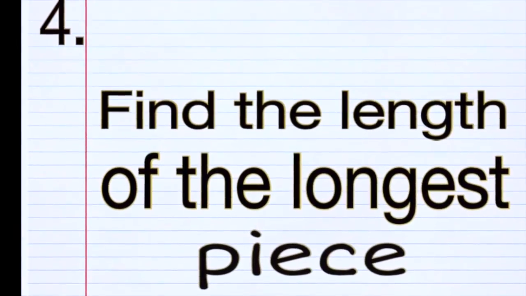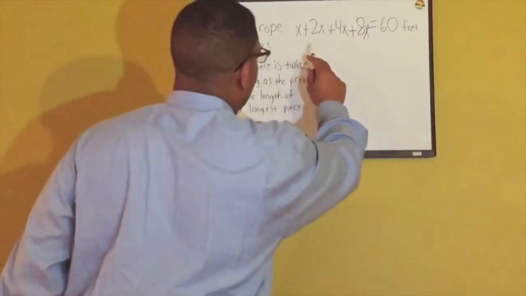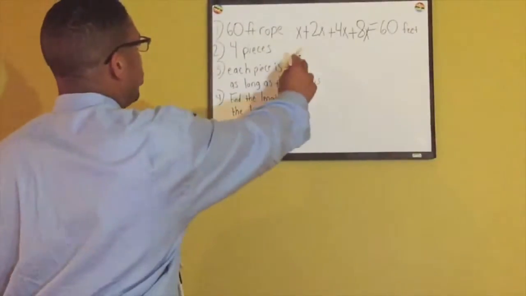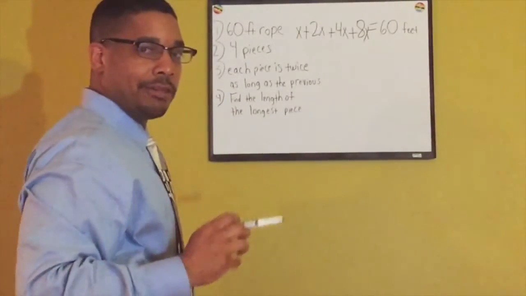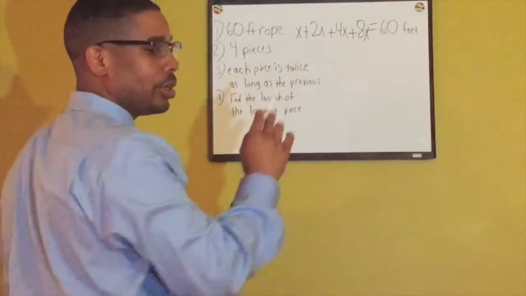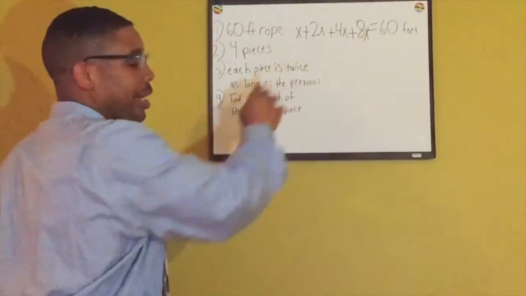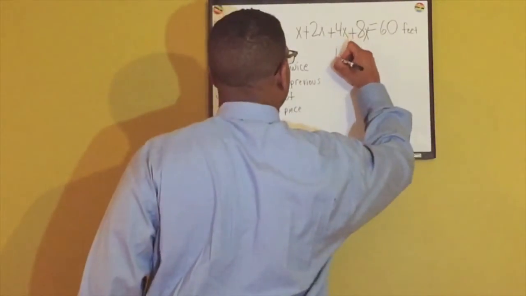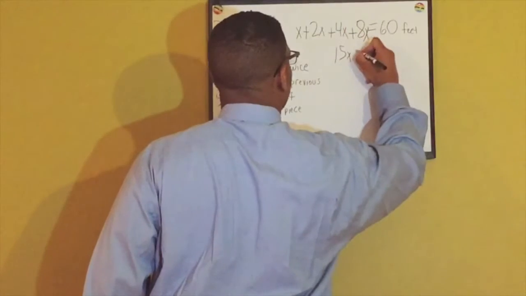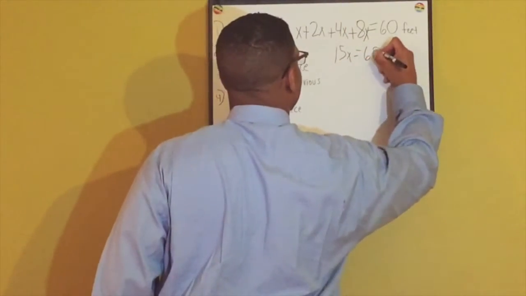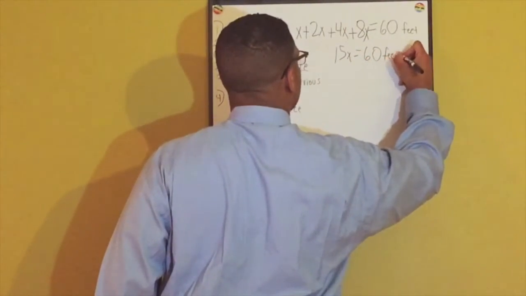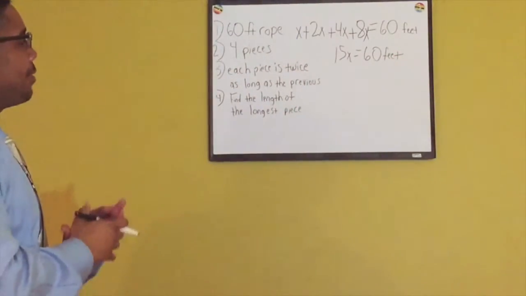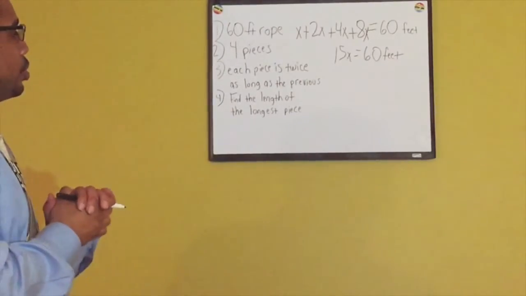Please pay close attention to that. Now, we're going to combine like terms. X plus 2X is going to give us 3X. 3X plus 4X is going to give us 7X. And I'm simply adding these terms together. 7X plus 8X is going to give us 15X. 15X now equals 60 feet. So now that we have combined like terms, we have 15x equals 60 feet.